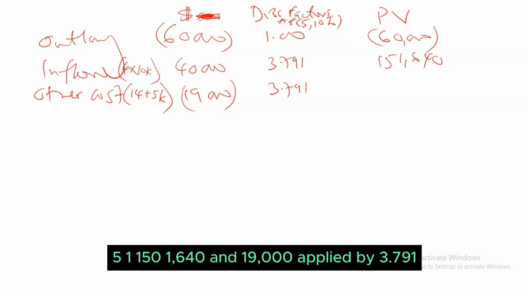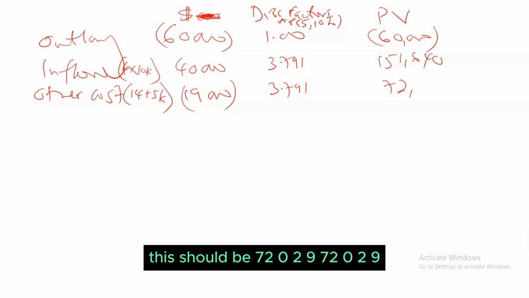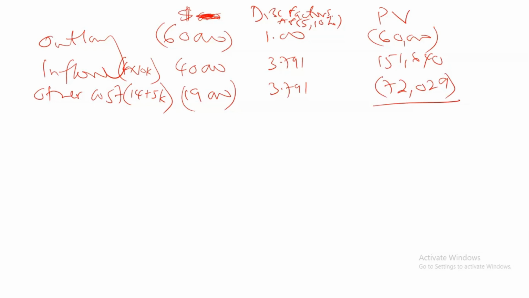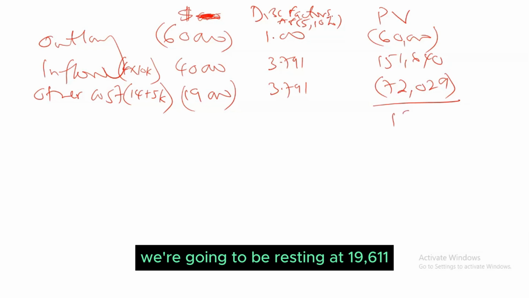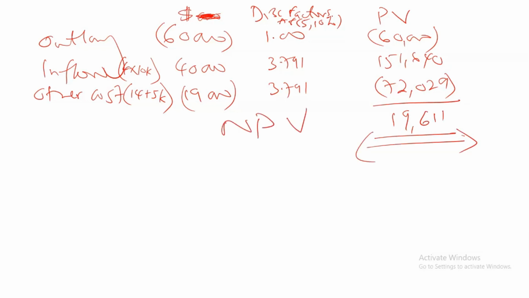And 19,000 multiplied by 3.791. This should be 72,029. So if we add up, this is a negative. If we add up these figures, we're going to be resting at 19,611, which is a positive figure. So this is our NPV.